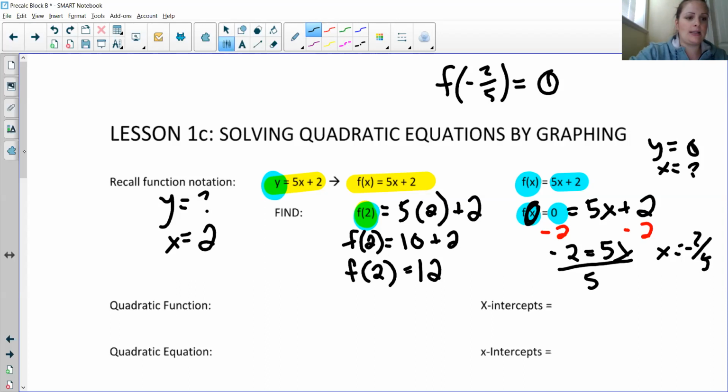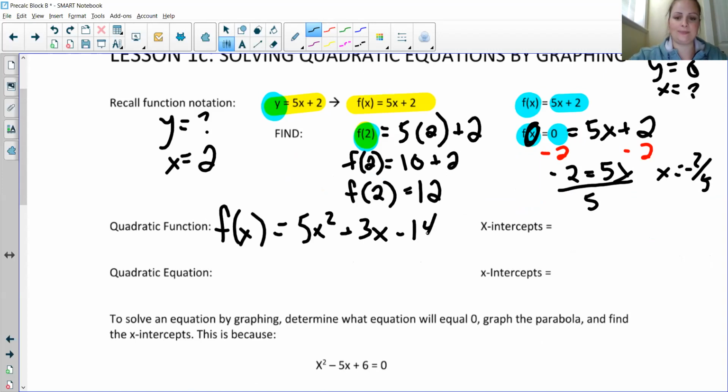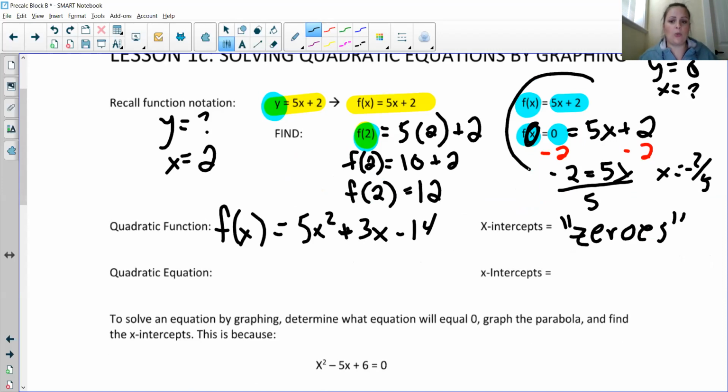So to summarize, you have function notation, so that would be f of x. And if we were doing a quadratic function, f of x would equal something like 5x squared plus 3x minus 14. And if you wanted to find the x-intercepts, we would call these zeros, because we would be placing f of x to equal 0, just like we did up here, okay? So we are setting a value for y, and we are then solving for x.